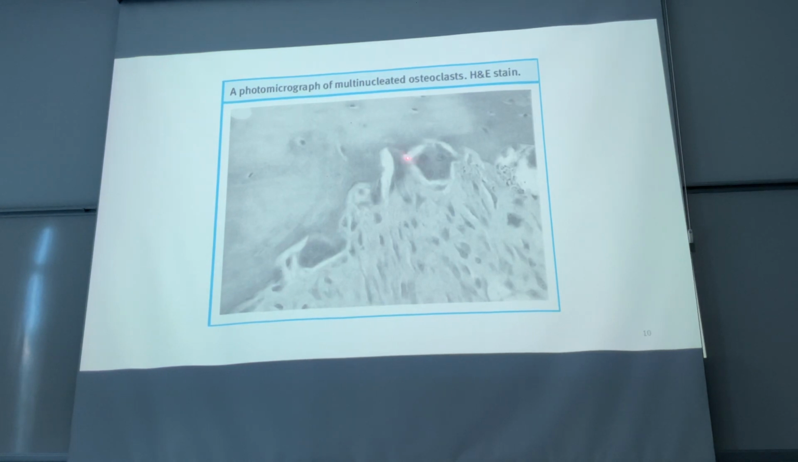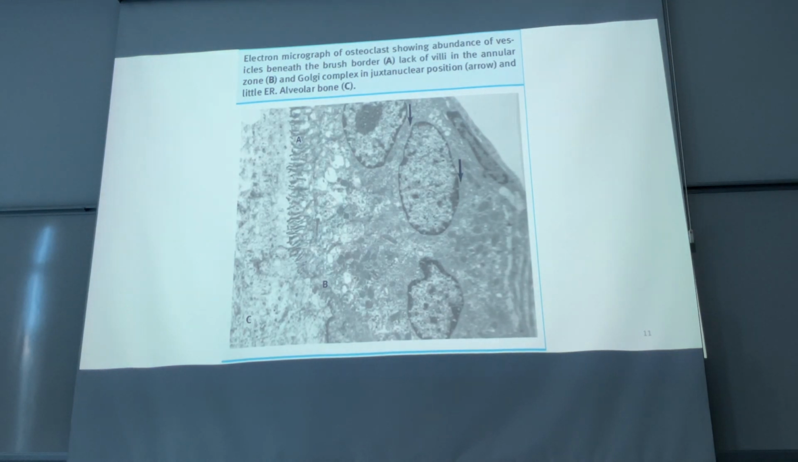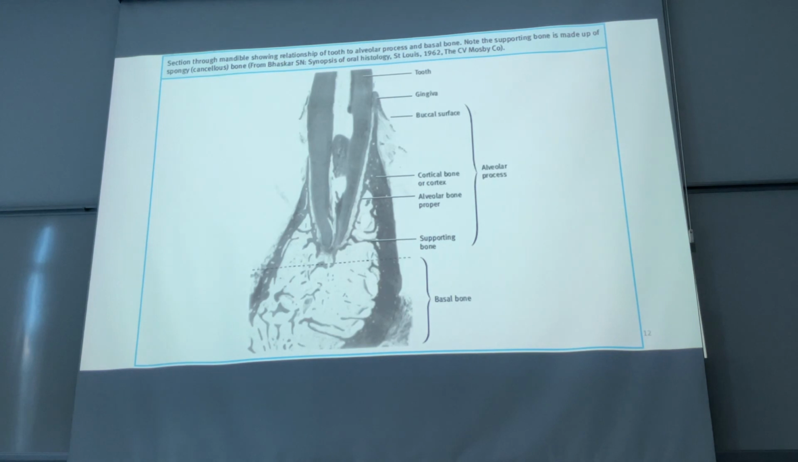Okay, here again you can see this structure. What do you think about this? What is this? An osteoclast. Why do you say this is an osteoclast? Because it is present on the surface and has more than one nucleus. A multinucleated cell. Again, here you can see the bone cells.